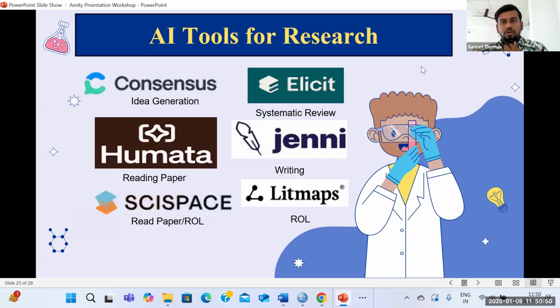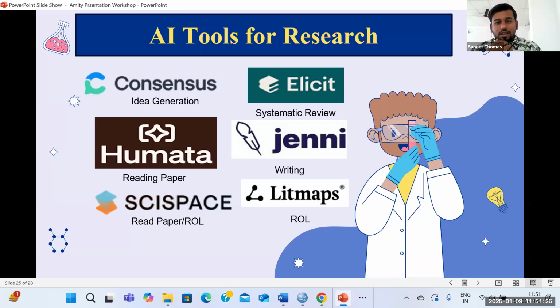And next, I will talk about AI tools for research. Suppose you are planning to do a research and you have no idea. There are a lot of AI tools available. I'm going to discuss 6 tools which will be helpful for finding out your research, and after finding the research, it is easy to get the literature, and especially for doing a systematic review you can use this software.